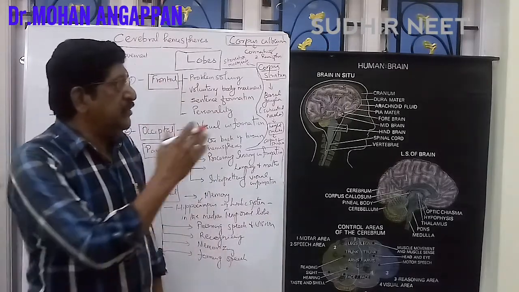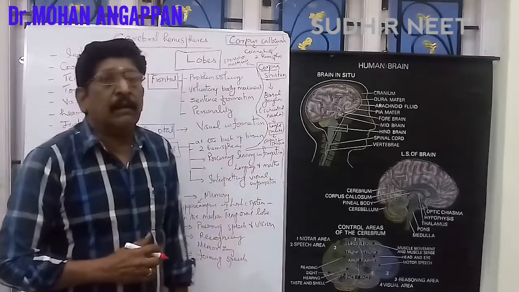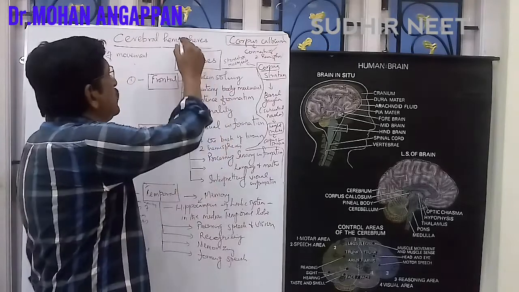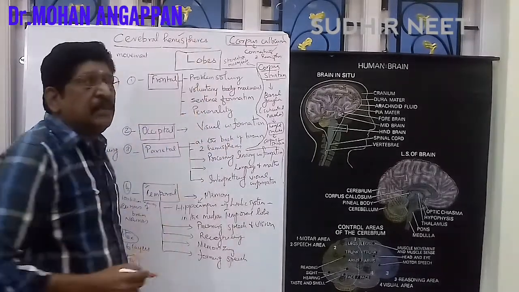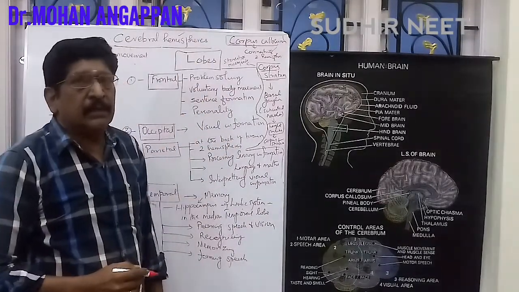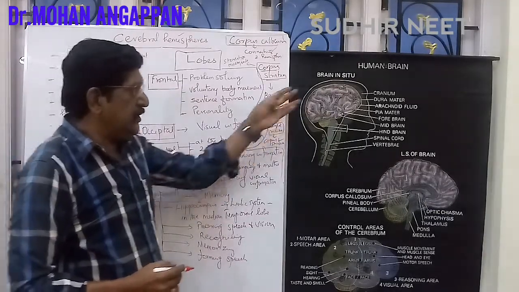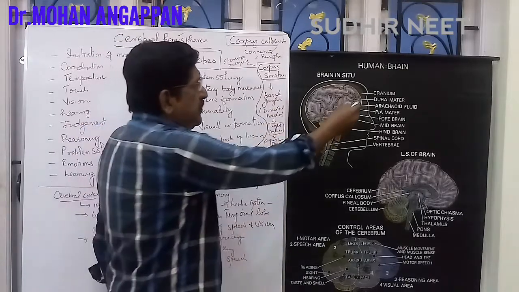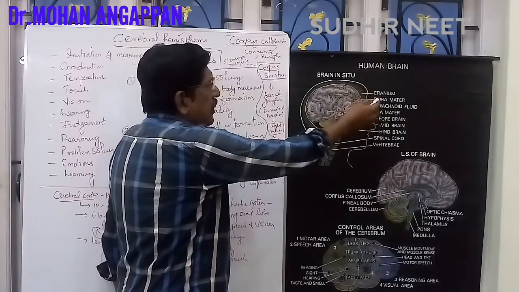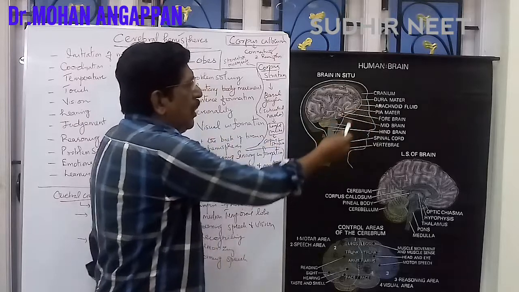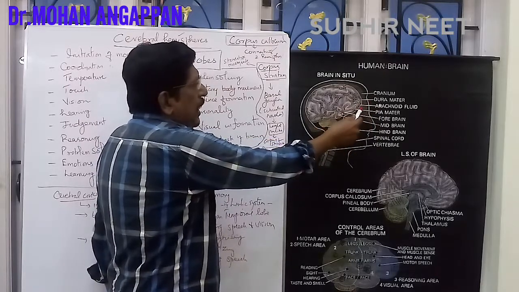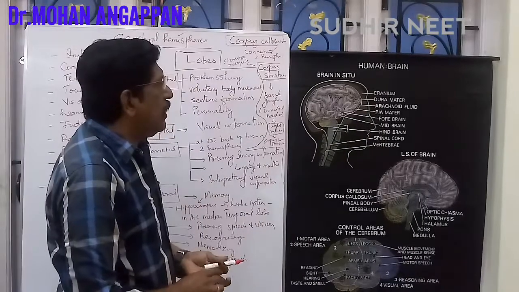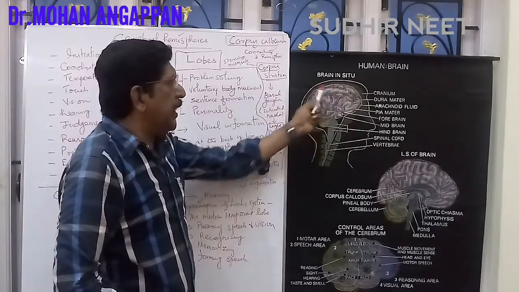Today, as a continuation of the human brain, we shall talk about an important area, that is cerebrum or cerebral hemisphere. Before coming to that, as a revision of the brain and the meninges, we can brush up. This is the cranium and there are three meninges: outer dura mater, middle arachnoid mater and inner pia mater. And inside which we get the brain.